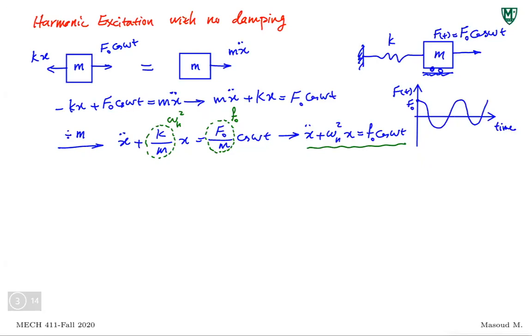From the original equation of motion, I just divided both sides by m. So this would be my equation of motion.